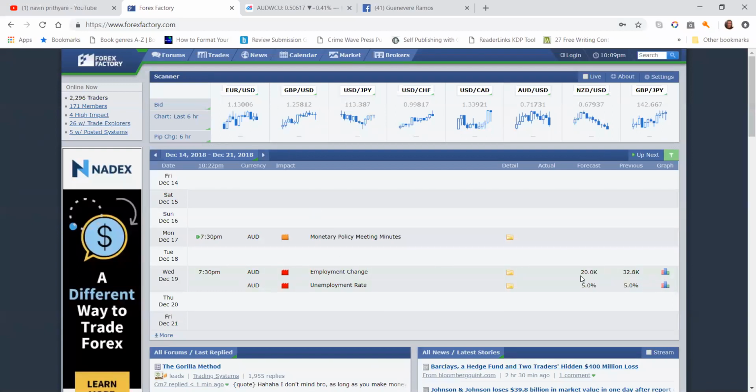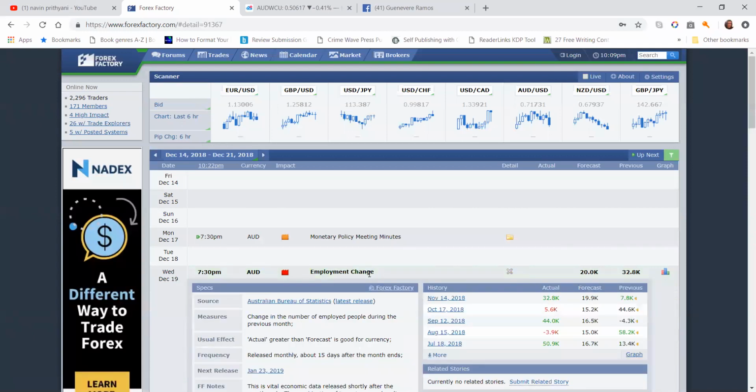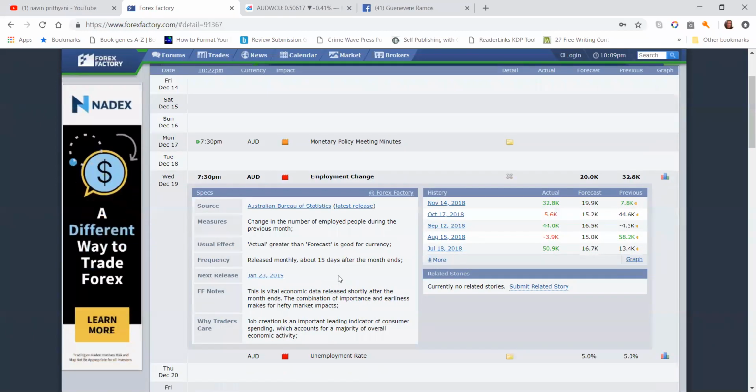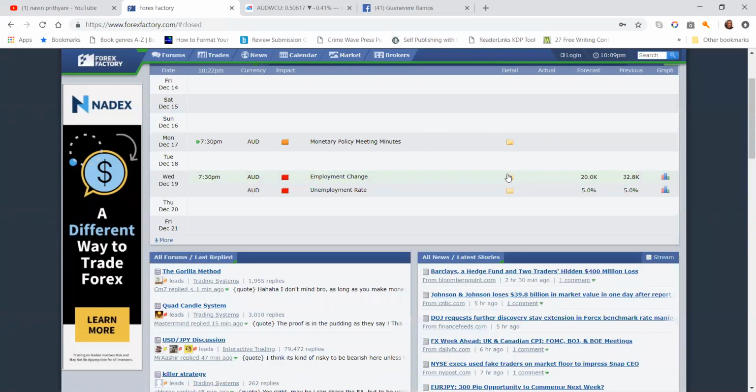Let me see what kind of news. So the unemployment change, if you open up the folder, it'll tell you what they consider good and bad. Change in the number of unemployed people during the previous month. Actual greater than forecast is good for currency. So last month, that's why we saw the AUD get stronger and the AUD USD was in a buy, because the actual came out a lot greater than the forecast. The forecast was 19,000, it came out 32,000. Here it was 44,000. So the projected this month is 20,000.